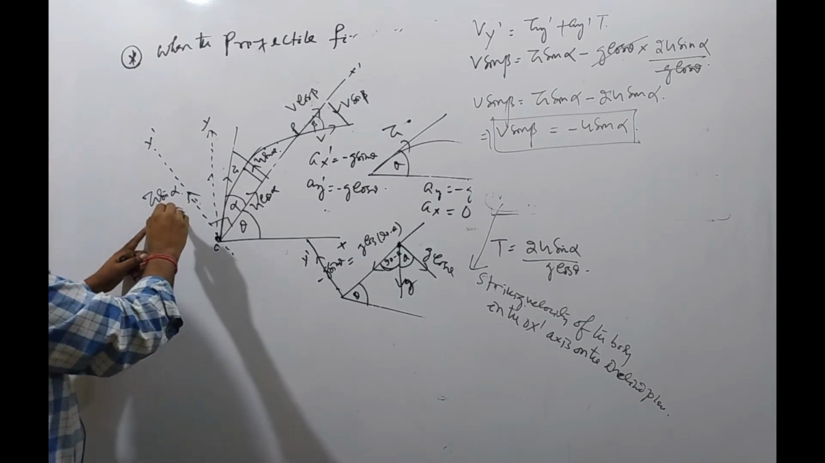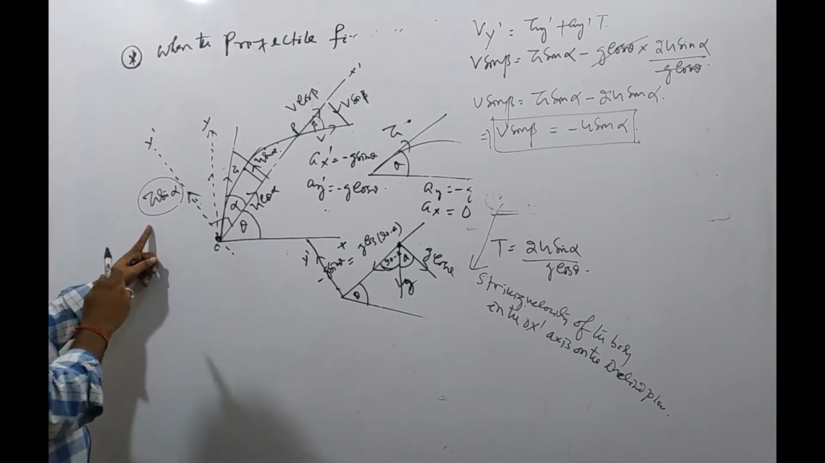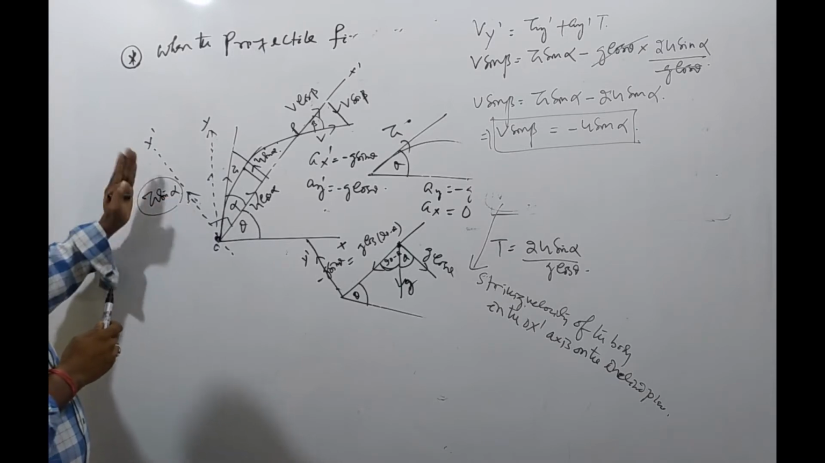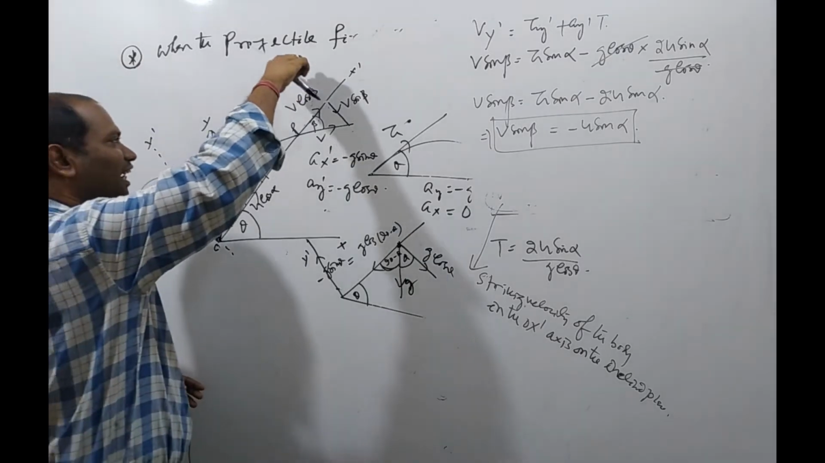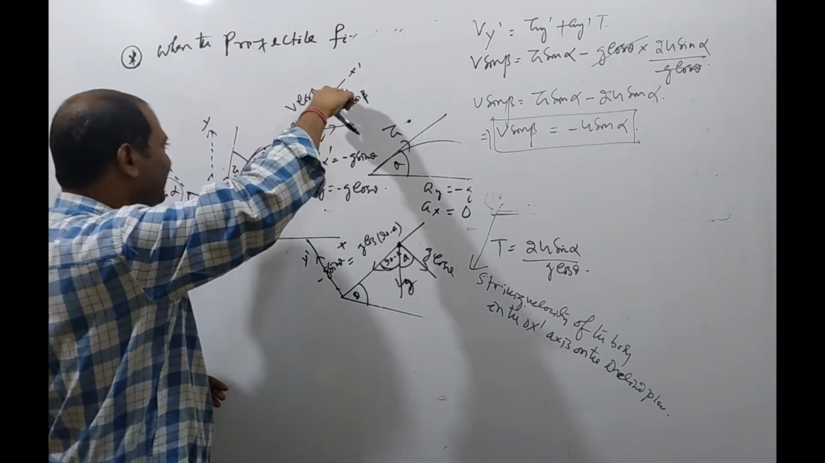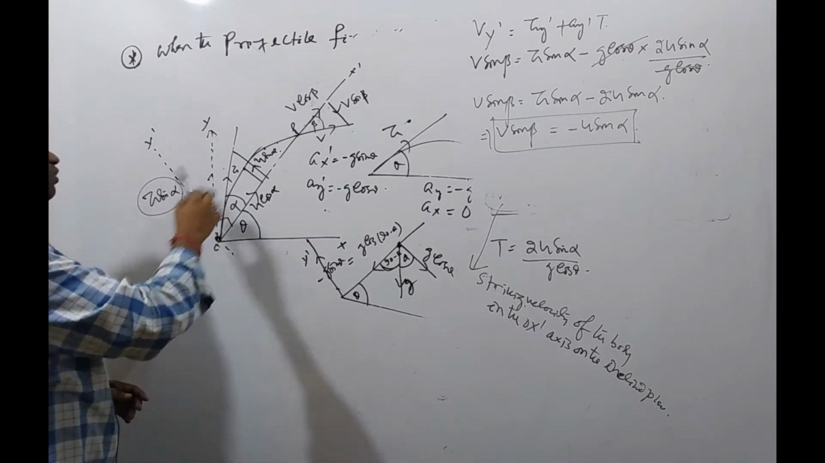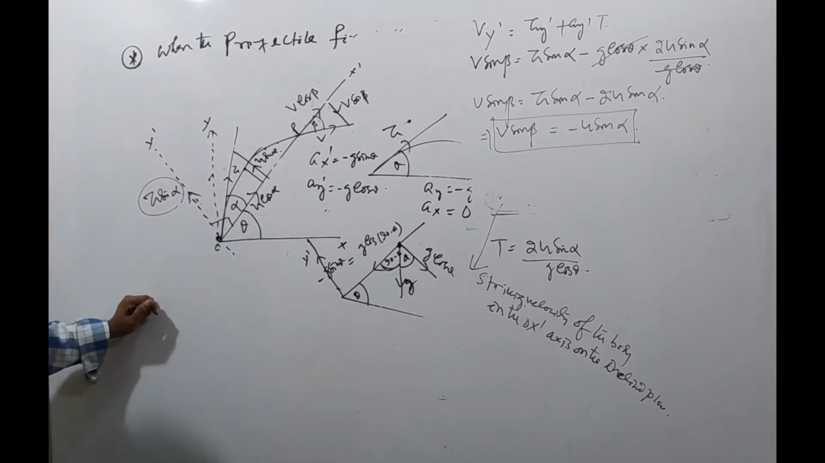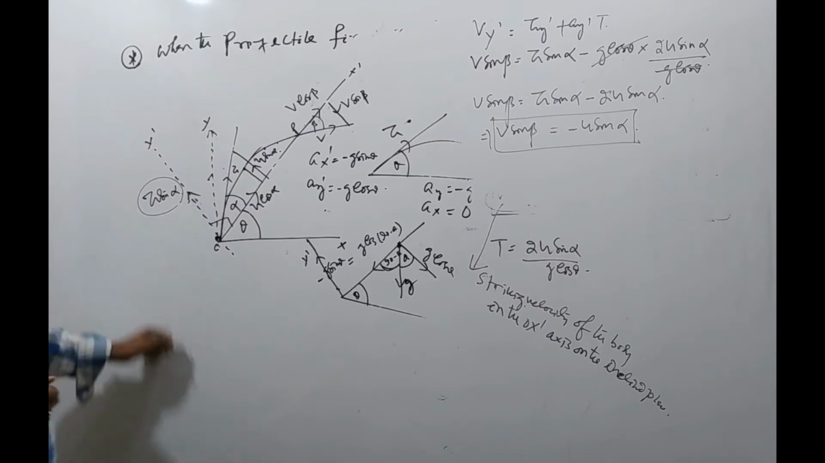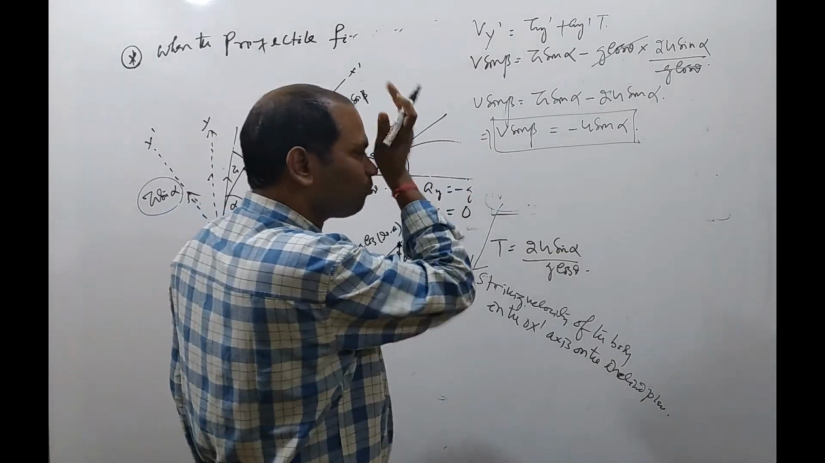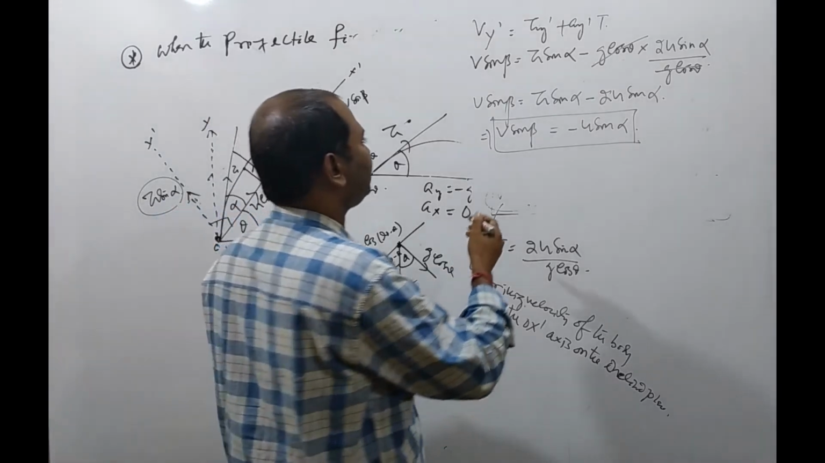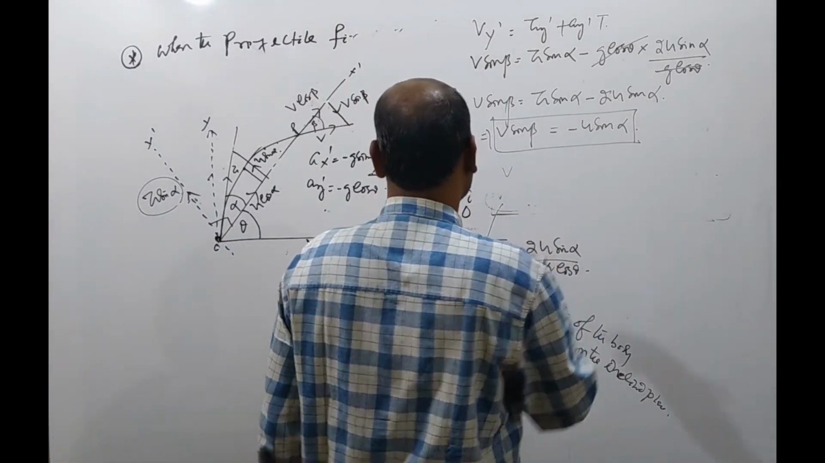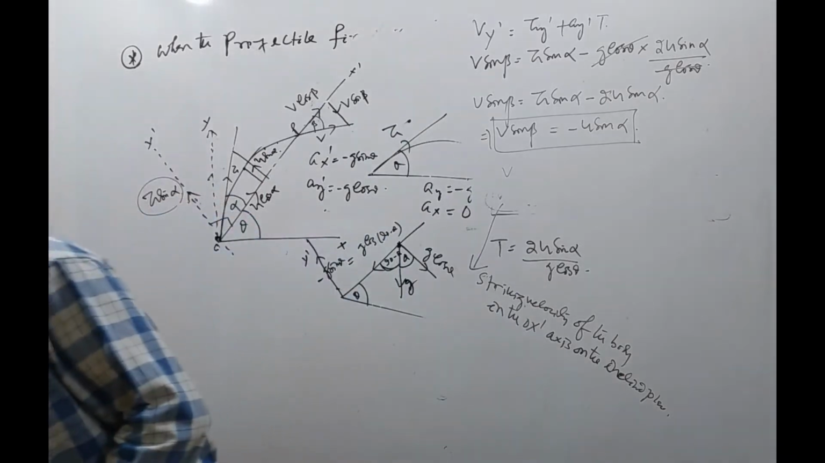Here you see, very interesting concept: u sin alpha acts in this direction and v sin beta acts in the negative of oy dash direction. Those are equal in magnitude and opposite in direction. So v sin beta is equal to minus u sin alpha. And v cos beta I have derived. Please tell me that expression, v cos beta was what?